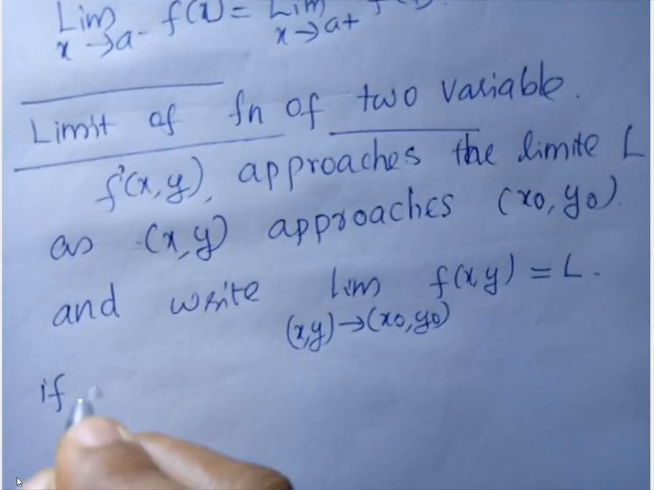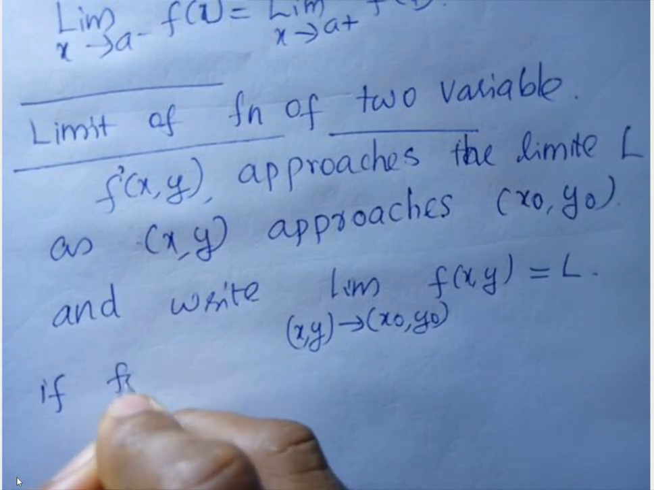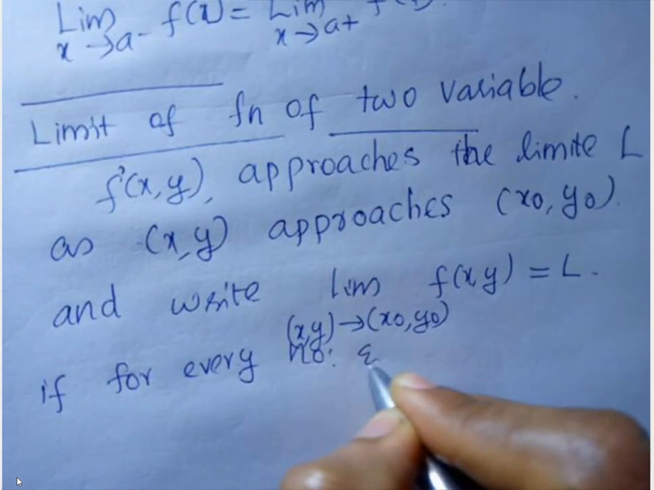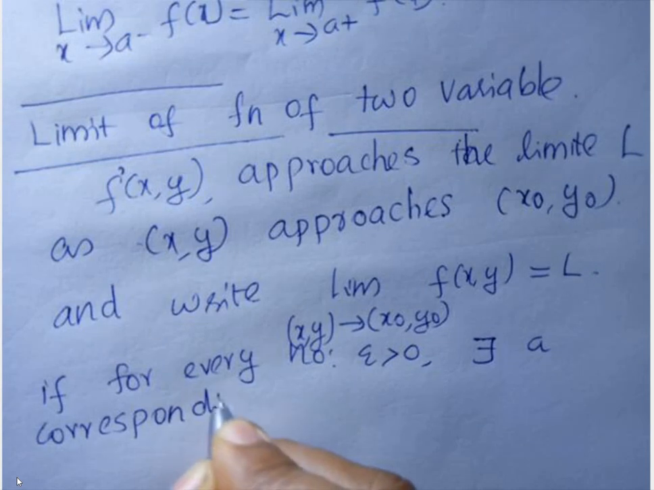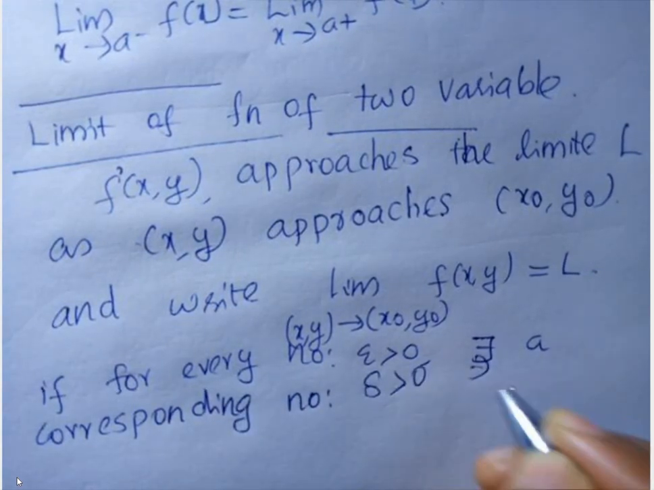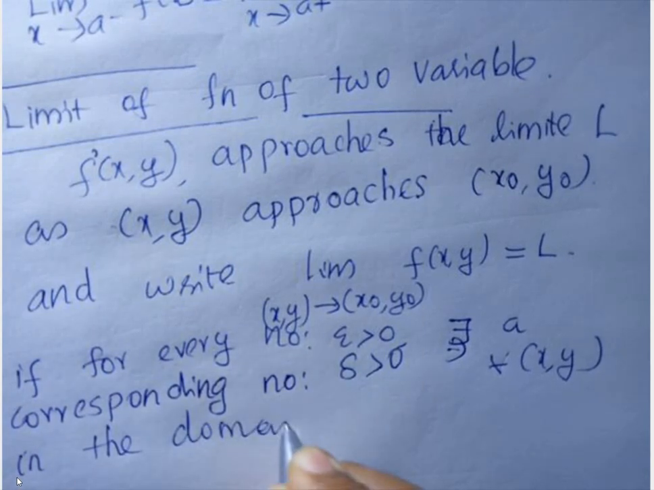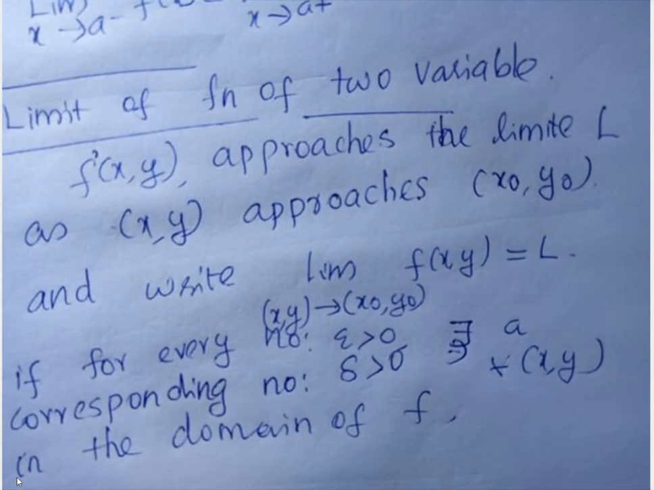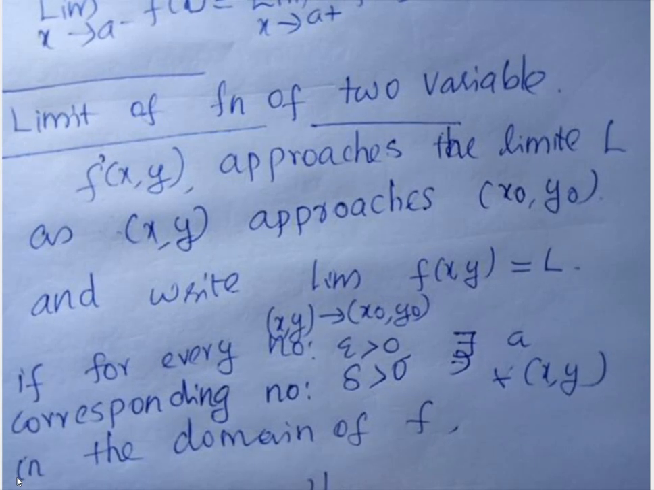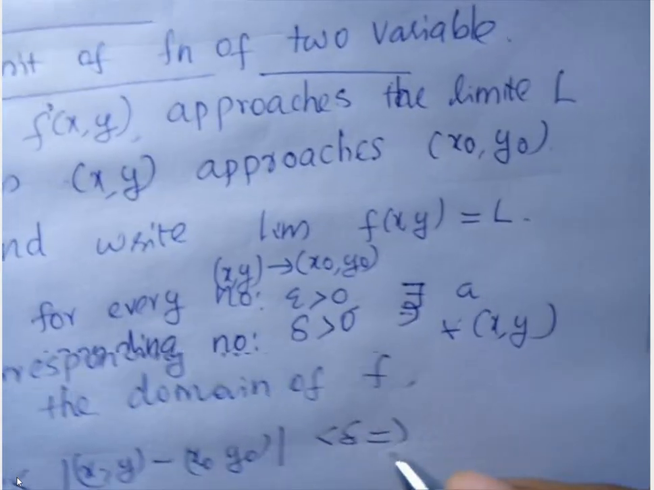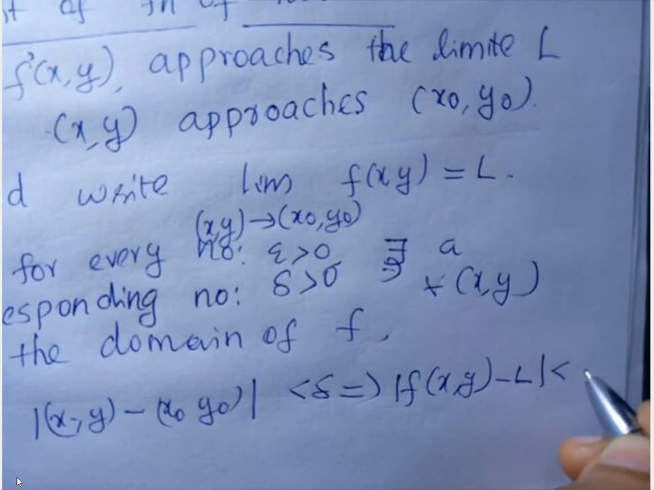If, same as in the case of one variable, for every number epsilon greater than 0, there exists a corresponding number delta greater than 0 such that for all x, y in the domain of f, 0 less than mod of the distance between x, y and x naught, y naught is less than delta implies mod f of x, y minus L is less than epsilon.